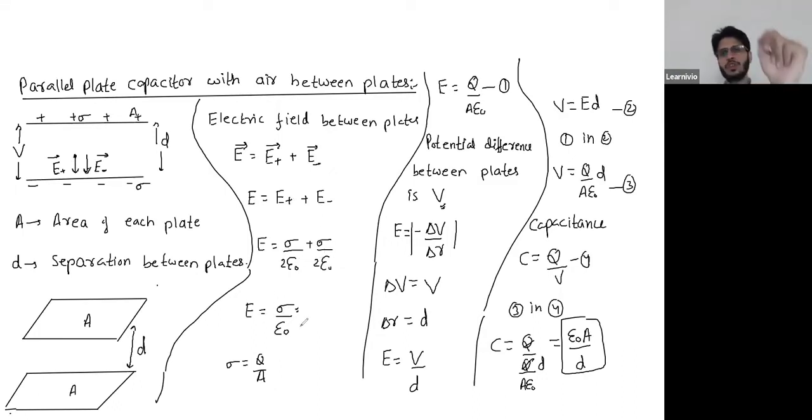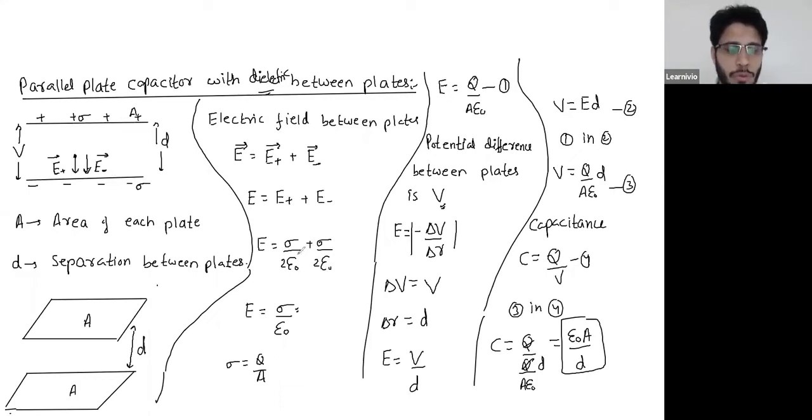There are four derivations on the parallel plate capacitor. The steps are more or less the same. Same derivation, I'm just making a very small change: instead of air in between the plates, we have a dielectric slab. Although air is a dielectric, the dielectric constant of air is 1. So I'm taking a dielectric other than air. Say I could put paper in between the plates of the capacitor.